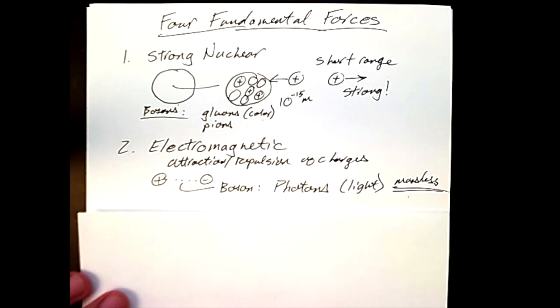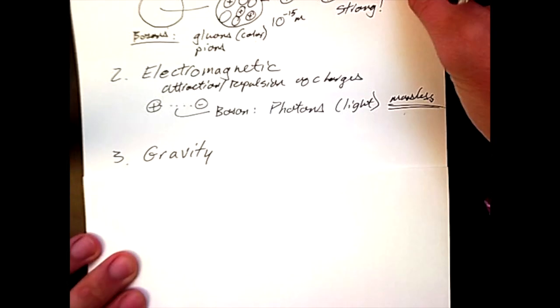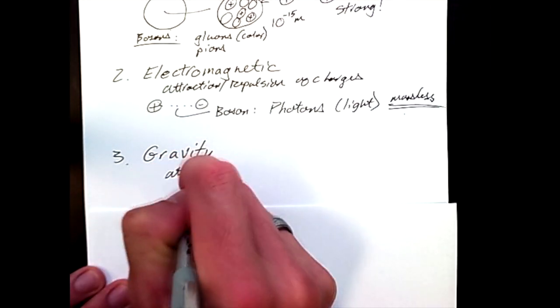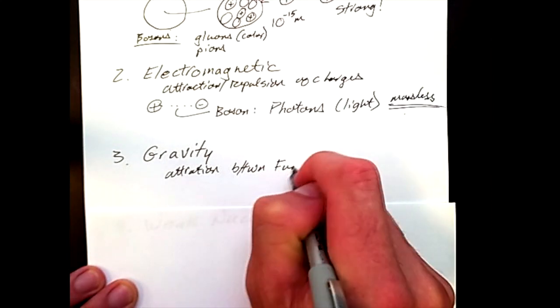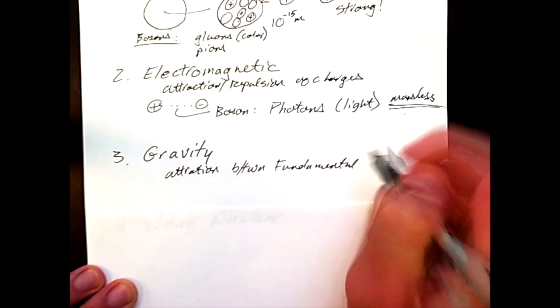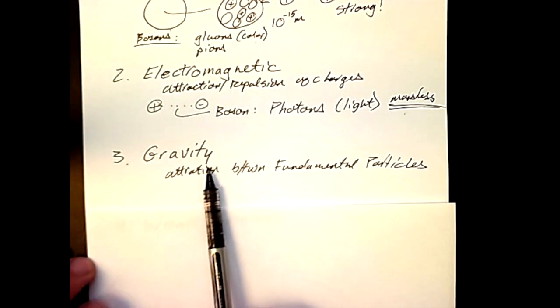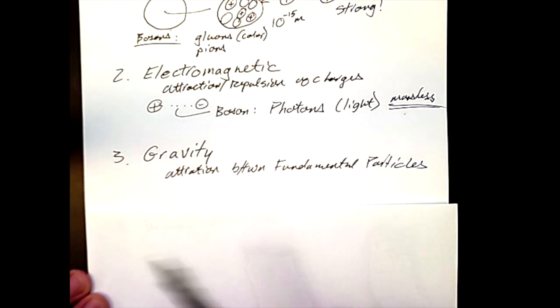Beyond those two is the much more complicated to understand force known as gravity. Gravity in this sense is not what you would think of it here on Earth. Gravity as a fundamental force to the universe would be the attraction between fundamental particles. So ultimately, the gravitational force, or the fundamental force of gravity, determines the mass of any given particle, right?